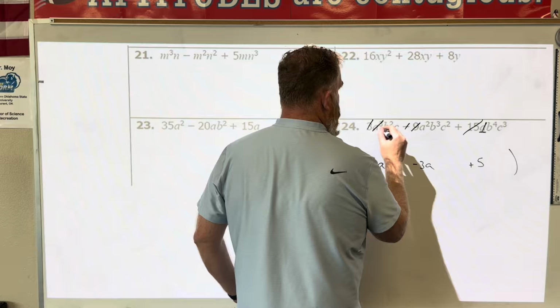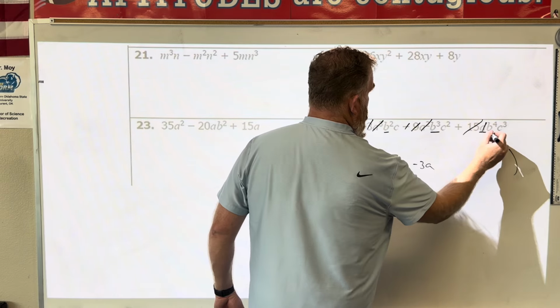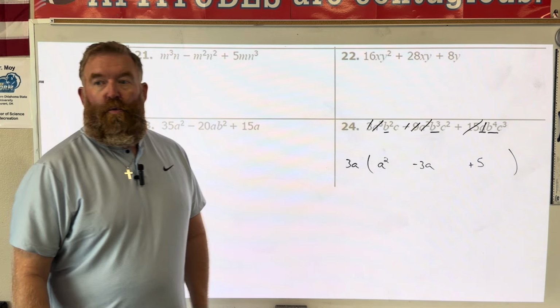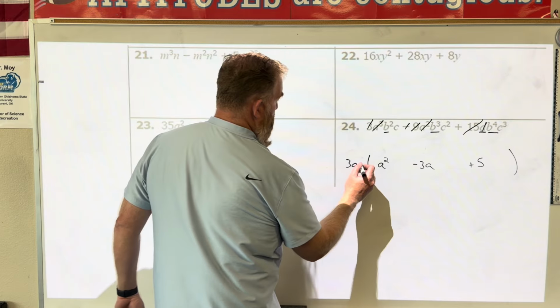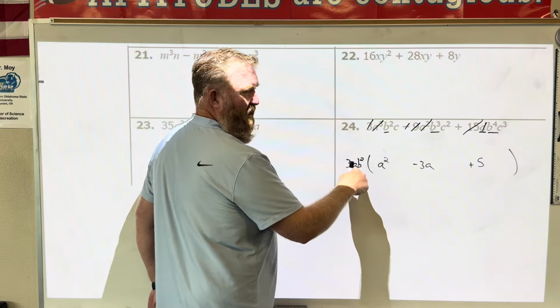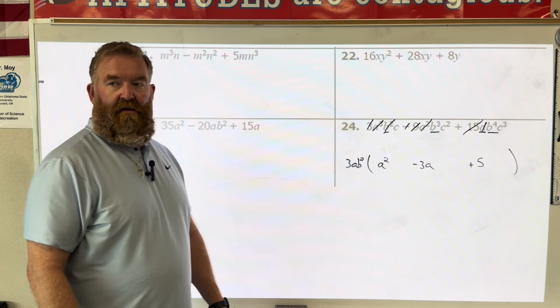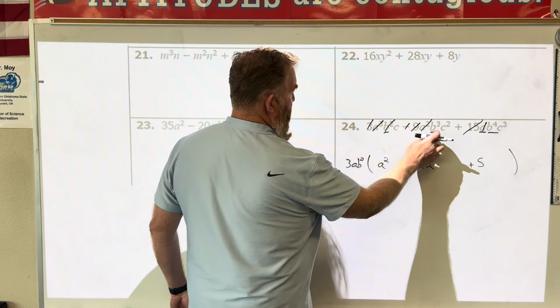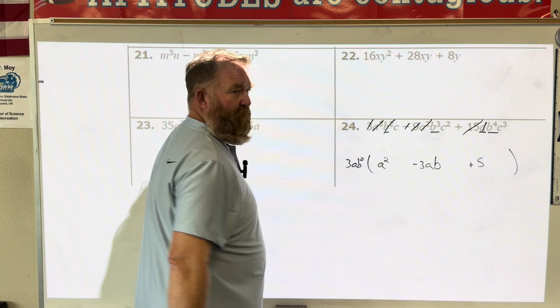B. So the A's are done. I have B2, B3, B4. Which one's the smallest? B2. So B to the second power goes there. So I had B2. I brought out B2. Are there any B's left? That one's done. I had 3. I brought out 2. What's left? 1B goes inside.